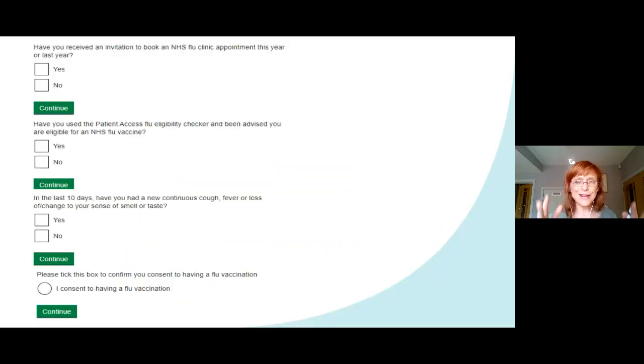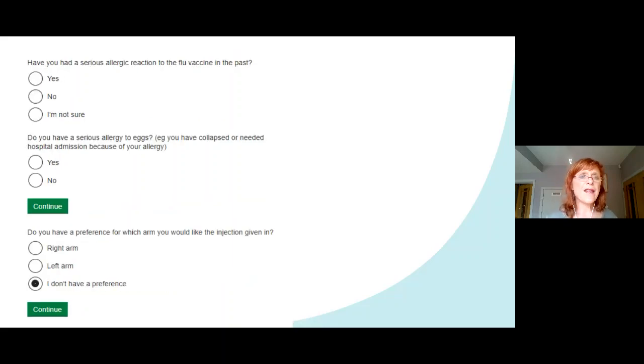We ask these questions. Clearly, they're not displayed like this. I've cut and pasted them from our page, but we ask them if they've had an invitation this year or last. If yes, then they can continue to book it. If they haven't, they're asked if they've used the eligibility checker and been advised they are eligible. If yes, then they can continue to book it, but if not, they are advised not to book it or to complete the eligibility checker and only come back if they're advised they are eligible. We also ask coronavirus questions, and we also look for consent, so patients have given written consent submitted to the practice to have the flu vaccination. Next slide, please. And then finally, we ask about serious adverse reactions, which may or may not have been recorded, and serious allergies to eggs.